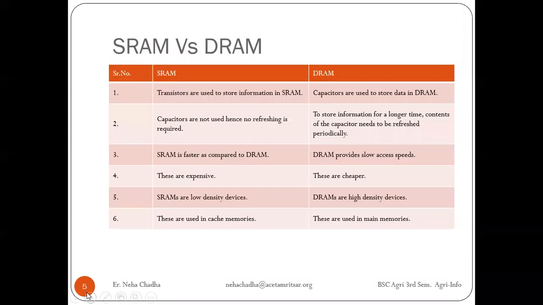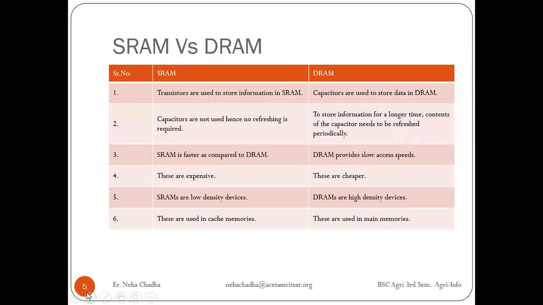Now, we will consider a table where we compare the features of both. First, in SRAM, transistors are used to store information. In DRAM, capacitors are used to store data or information. As transistors are used, there is no leakage, but in dynamic RAM, capacitors are used, so there is leakage of charge, so we require refreshing in dynamic RAM.